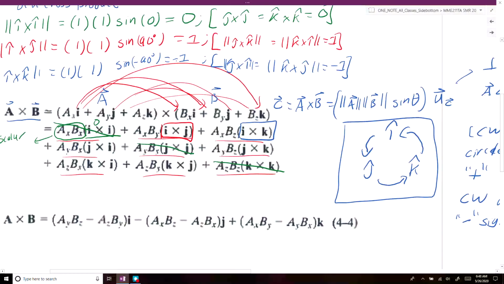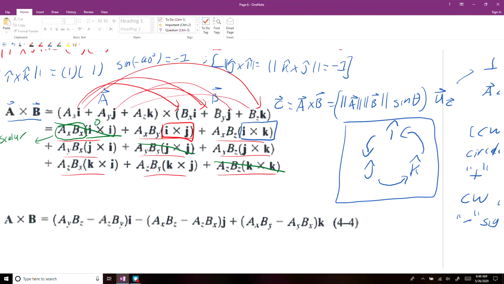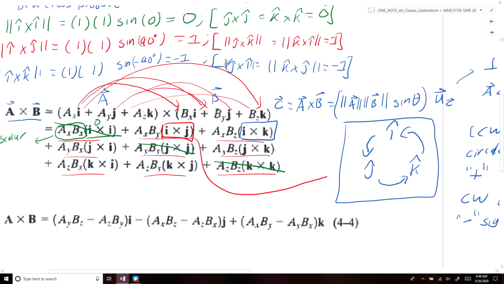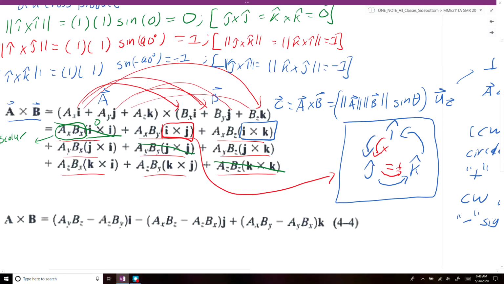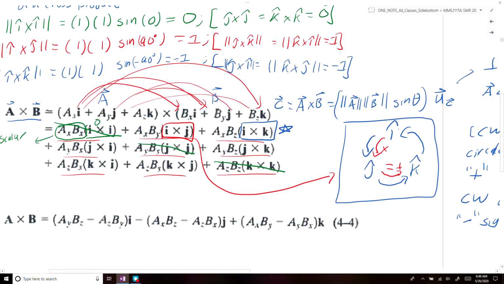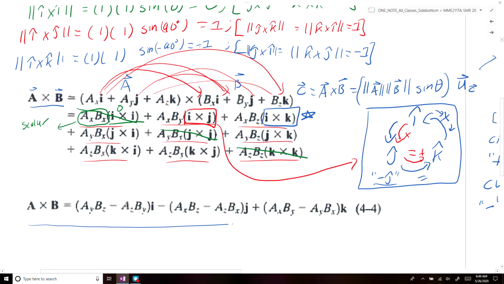So for example, where we have I cross J here, I cross J equals positive K. While if we looked at I cross K, I cross K is going to be equal to negative J.